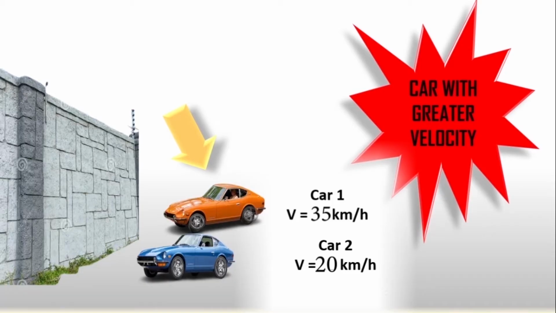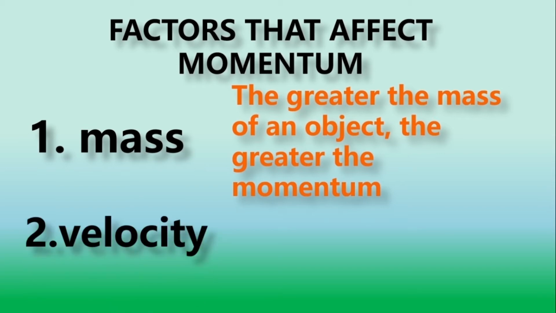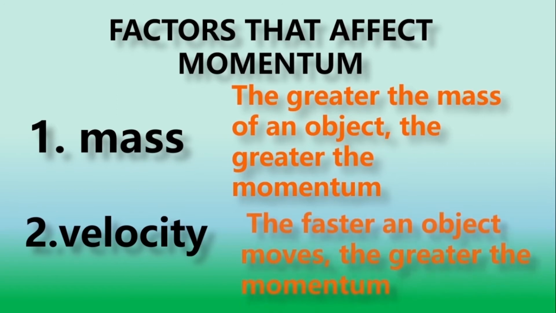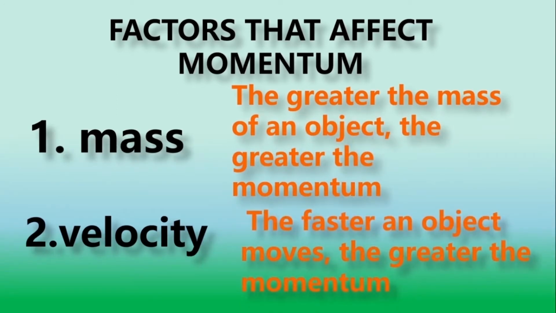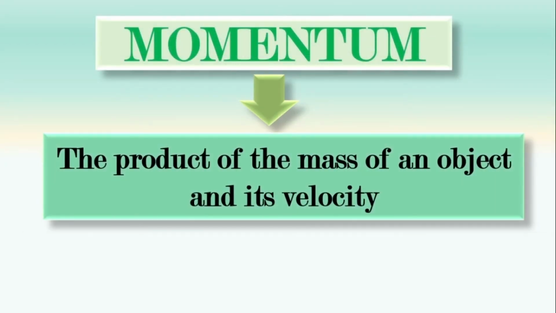Let's go back to this situation. I have said a while ago that if these two cars would crash against the brick wall, the car with greater velocity would bring more damage to the wall. Based from this situation, what is the other factor that can affect momentum? The second factor that can affect the momentum of an object is velocity. The faster an object moves, the greater the momentum. Momentum is also defined as the product of the mass of an object and its velocity.